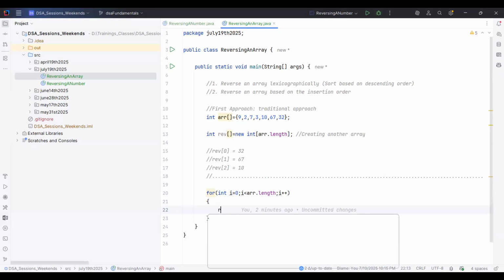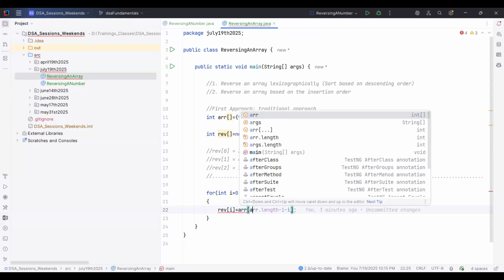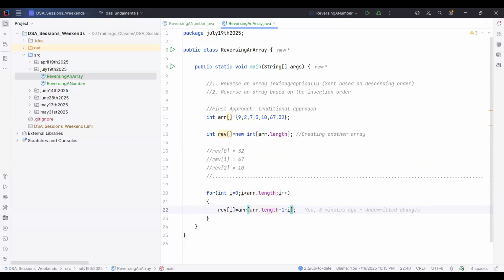Great. Now I will say ref of i equal to, what should be the first value? The value that is present at the last, correct? When I say ref of 0, the value that is present at the last in arr is the first value in ref. Clear? Now I will say arr of arr dot length minus 1 minus i. Clear? Why are we taking length minus 1?